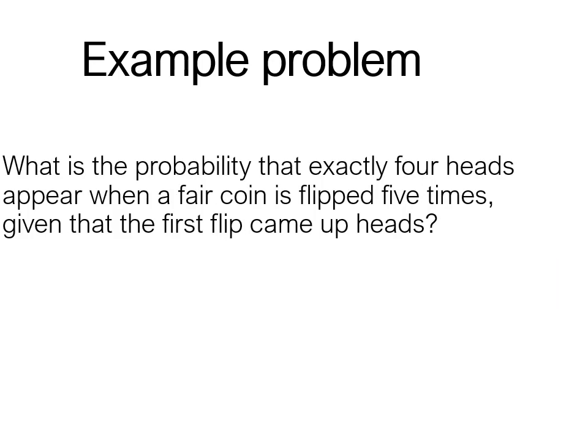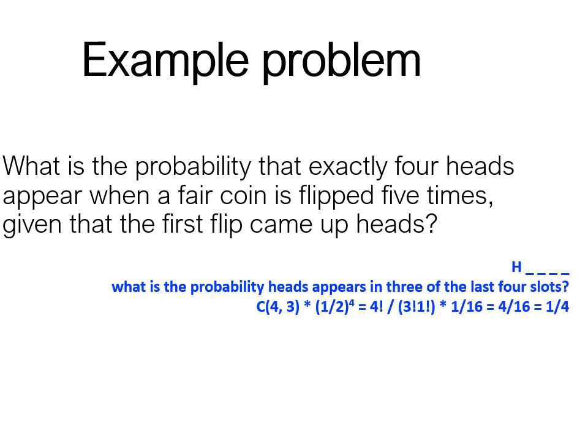Okay, the following problem asks us what is the probability that exactly 4 heads appear when a fair coin is flipped 5 times, given that the first flip came up as heads. So we are looking at a setup where heads come up during the first flip, and then we have to fill in the other 4 slots. And now the question is, what is the probability that heads appears in 3 of the last 4 slots?